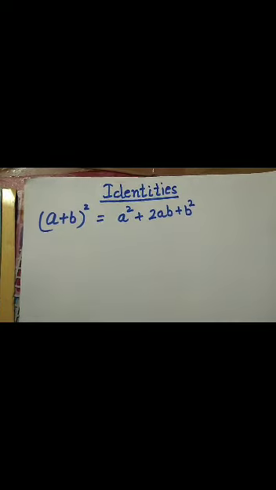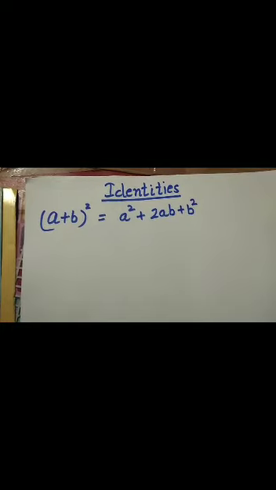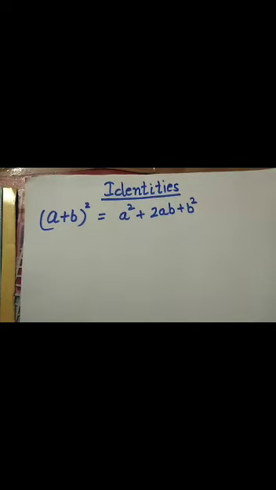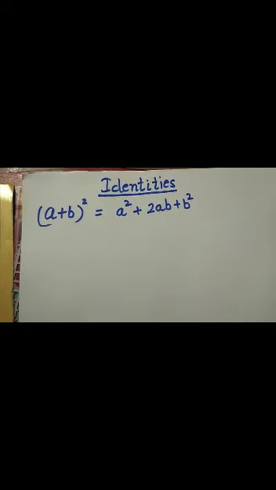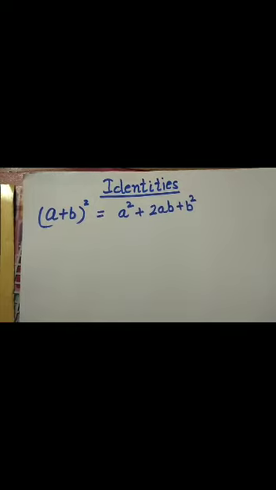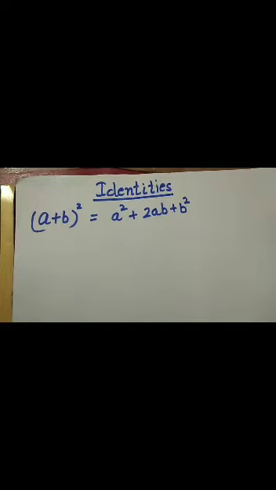As you know, tables you have learned in your junior classes are repeated addition: 2 plus 2 is 4, 4 plus 2 is 6, but in place of addition we are learning tables. In the same way, here we'll use identities to solve multiplication of binomials, but with a condition. The condition is that if the two binomials are the same, meaning both the terms of the first binomial are equal to both the terms of the second binomial, then we can use the identity.